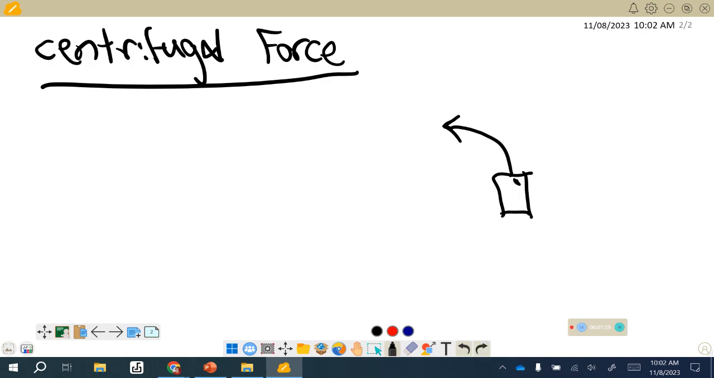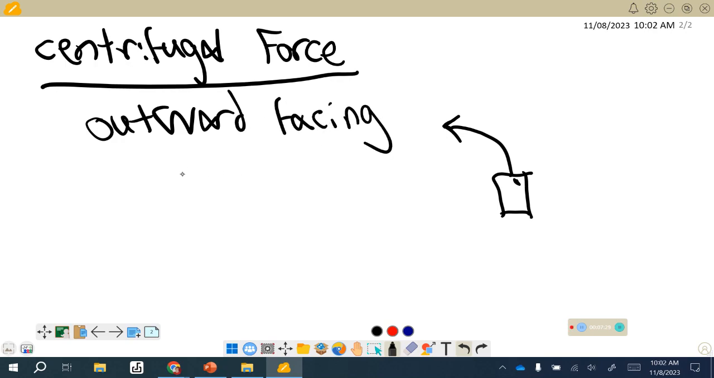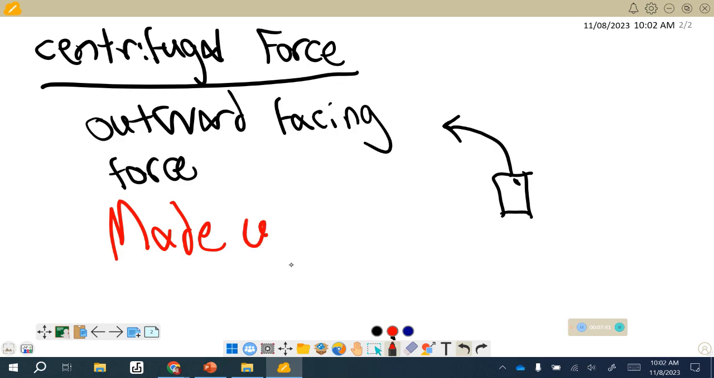This is centrifugal force. It is an outward facing force that you feel like you experience when you are in circular motion. Now, I'm here to tell you that this is made up. It is an illusion. It doesn't actually exist.